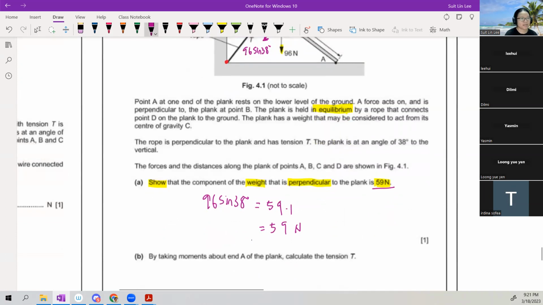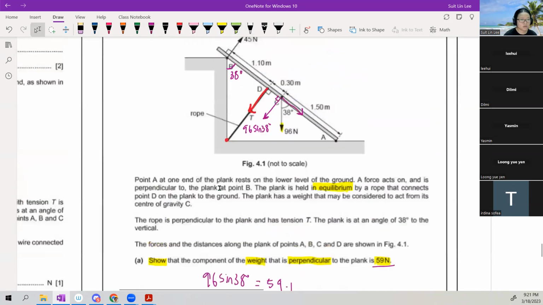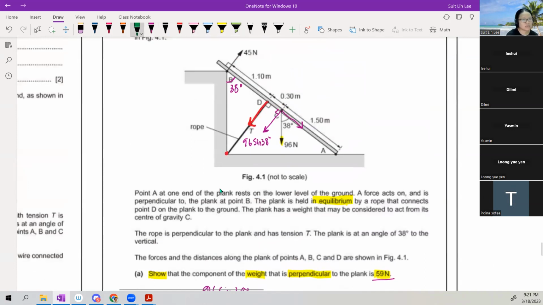Taking moments about A, calculate the tension T. So I'm going to find A now. A is here. And I need to be able to identify all the perpendicular distances. The perpendicular distance of this 59 is from here to here. The perpendicular distance of this T is from here to here. And finally, thankfully, this 45 is also 90 degrees. So it's all the way from here to here.